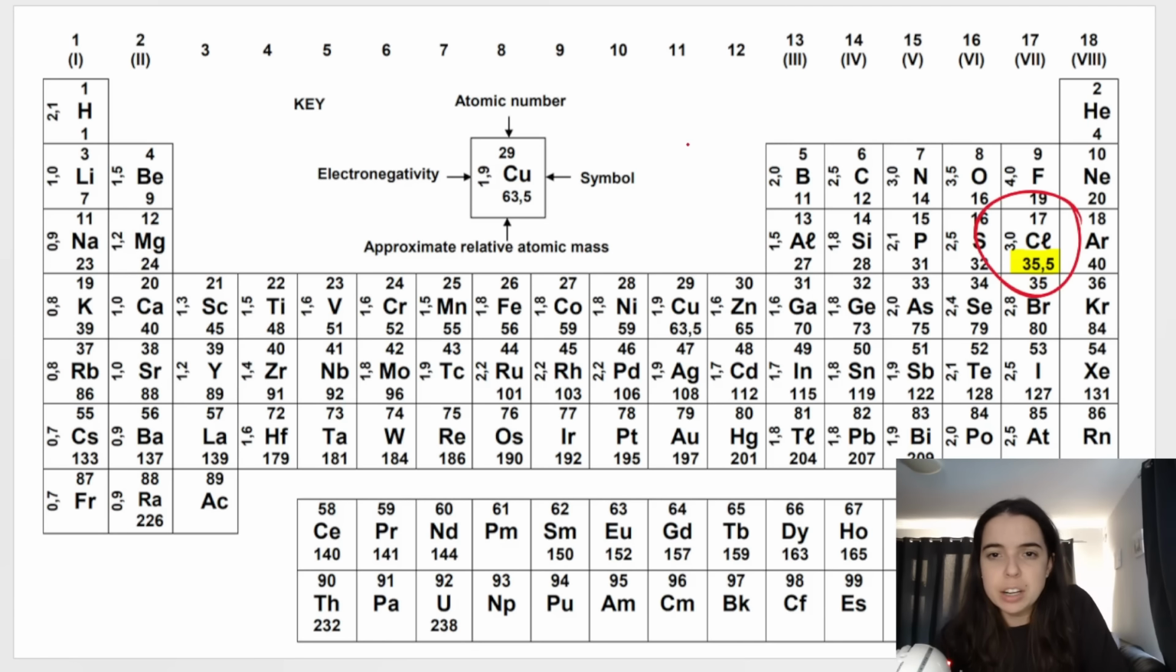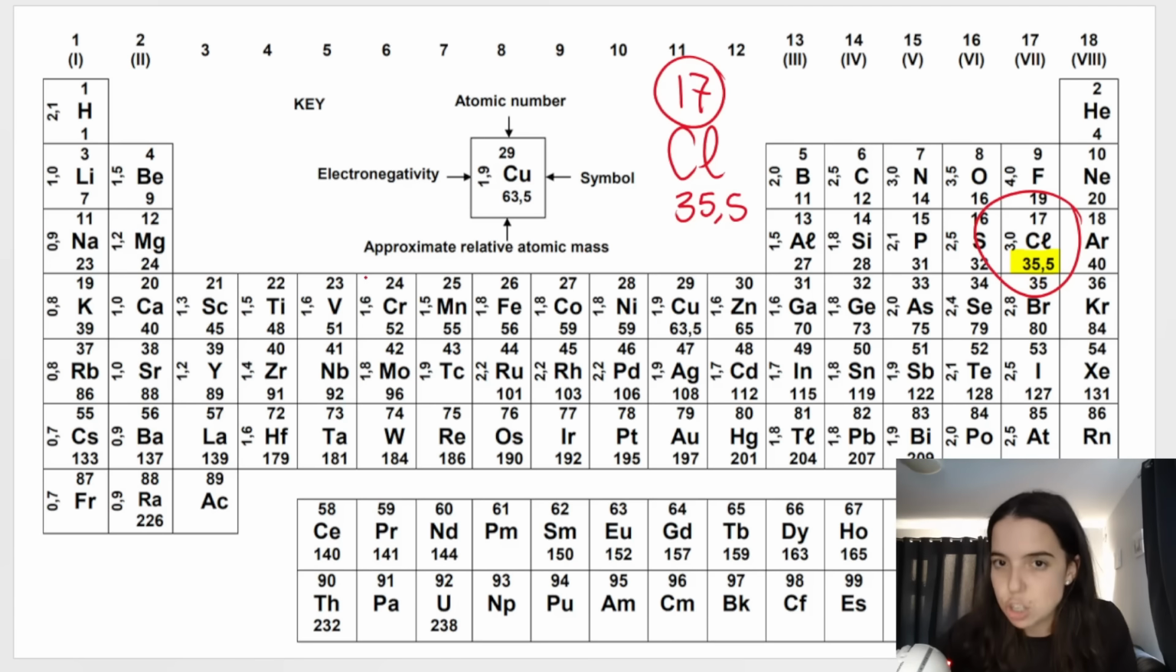So if you look at chlorine, it says Cl 35.5 and 17. So you should know that 17 is the atomic number, the number of electrons and protons in a neutral atom, and then this bottom number, the atomic mass number, is 35.5, which includes protons plus neutrons.